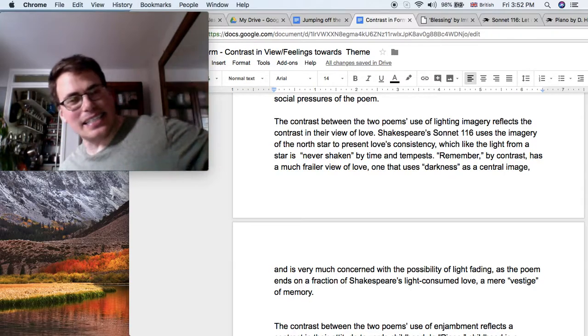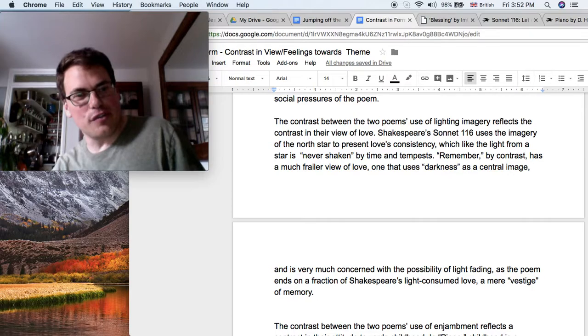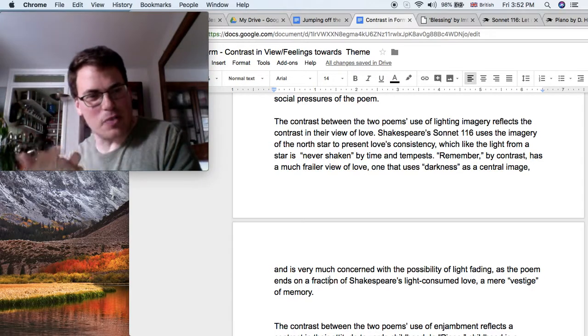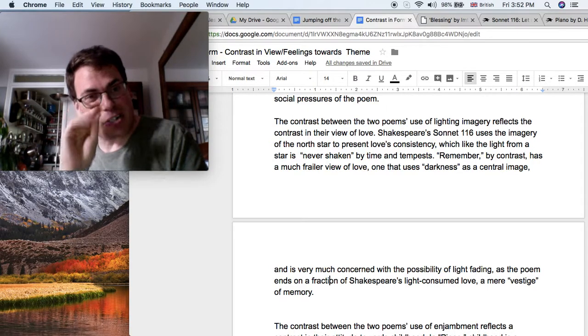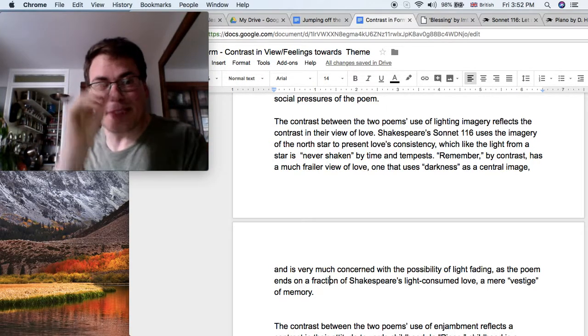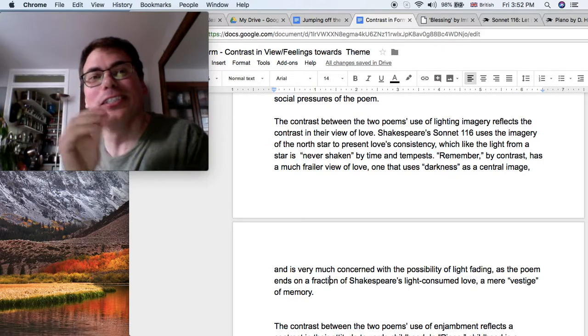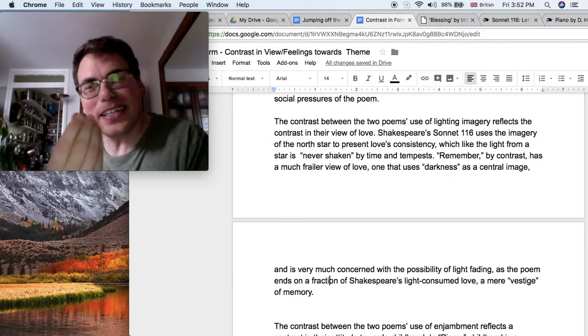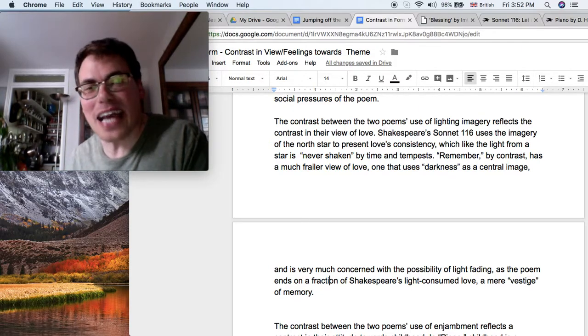You have light in one poem, darkness in another, light-filled view of love. Love is this ever-present light. Love is a vestige, fraction of a memory. Just a little bit, tiny bit of love remaining. Just try a tiny bit. Don't worry about it if you don't even have that tiny bit.